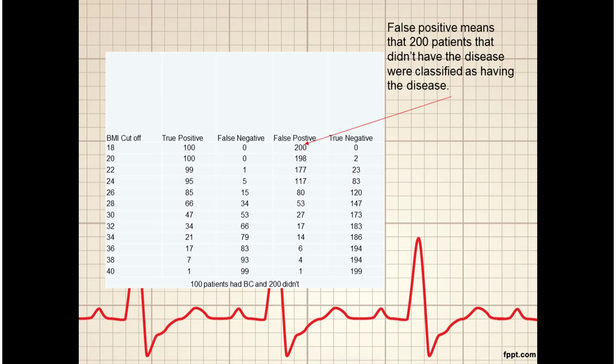So I wrote it down here. False positive means that 200 patients didn't have the disease, but they were falsely classified as positive for the disease.